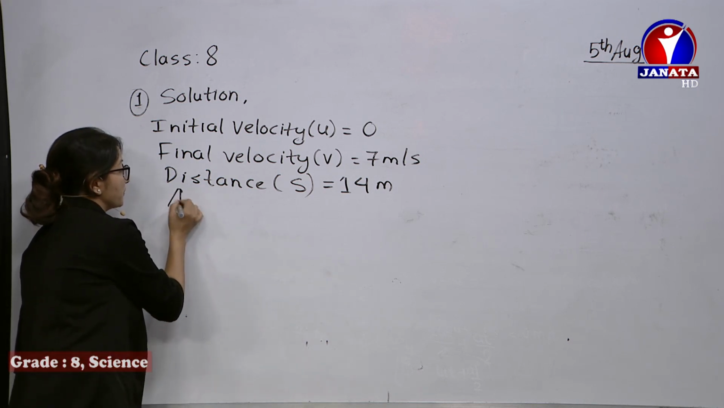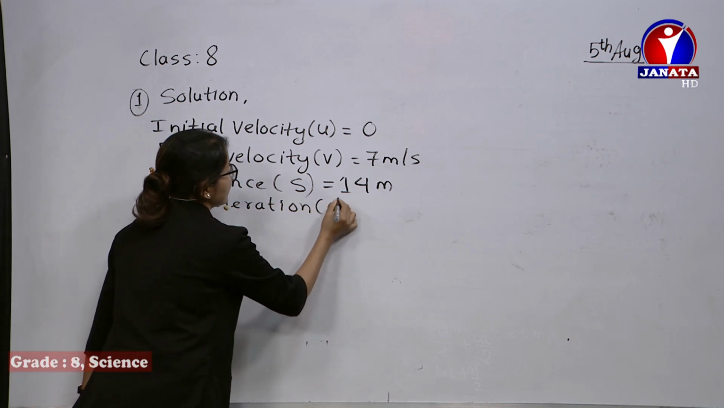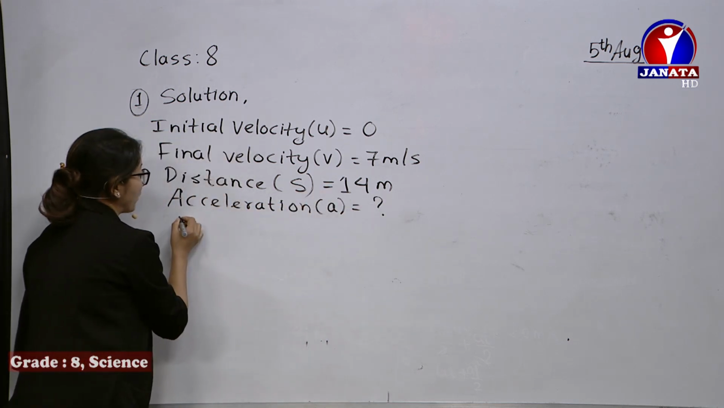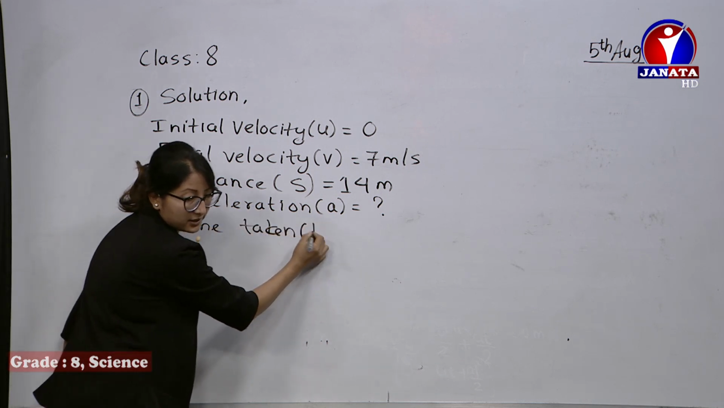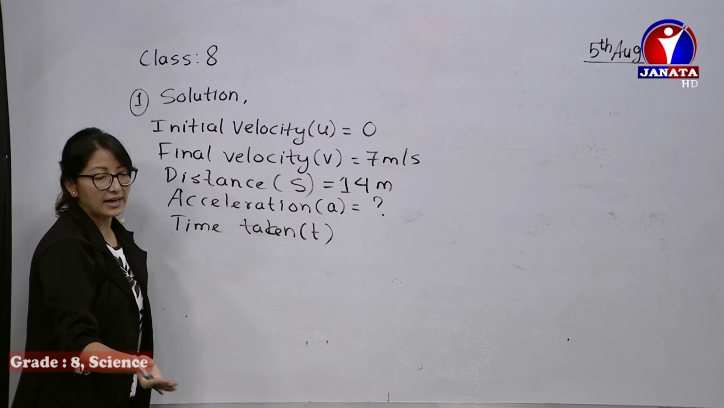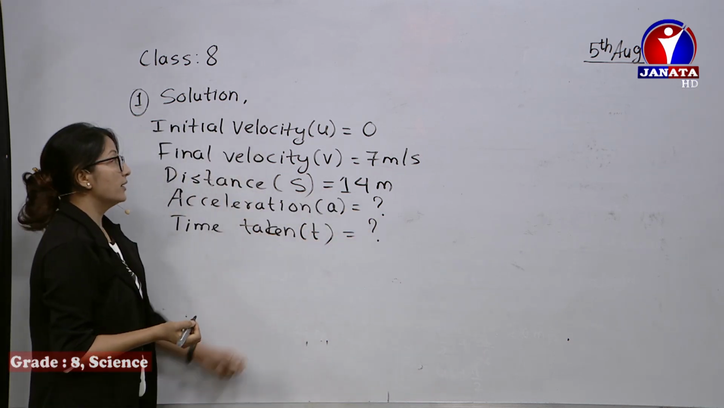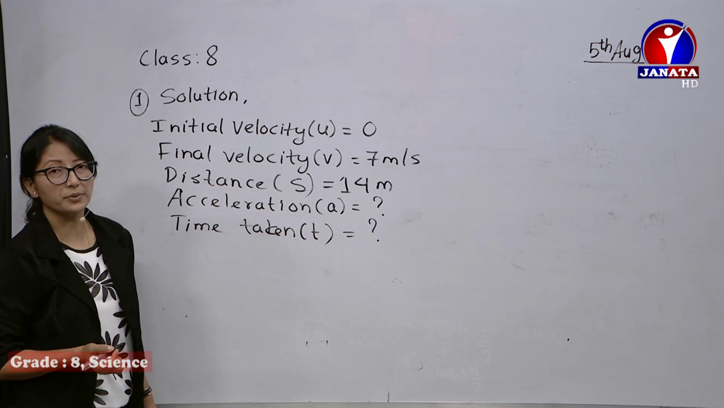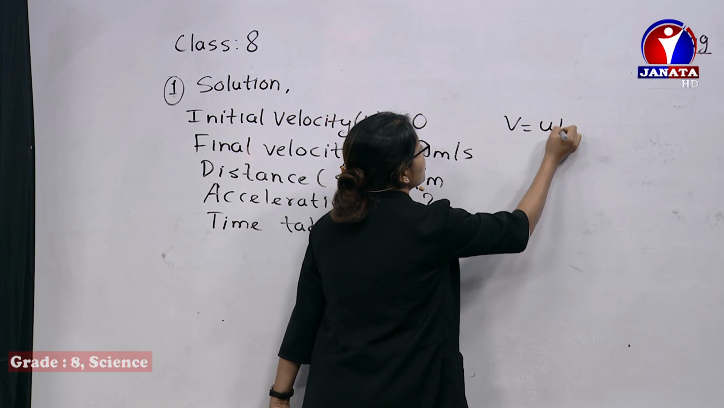So acceleration equals to what? We need to find the acceleration and we need to find the time taken as well. Time taken t. So calculate the acceleration and the time taken by her to travel the distance. Now let's think which formula would be suitable here. We have so many formulas here. See, the first one, let's recall.